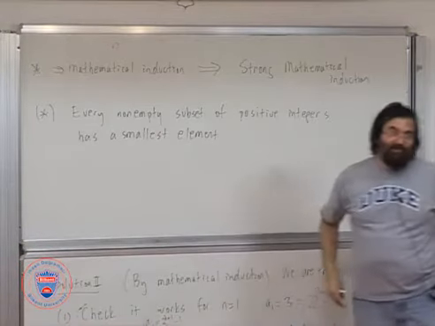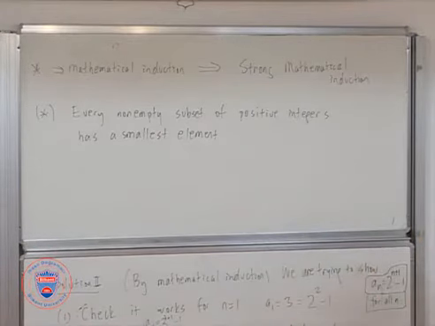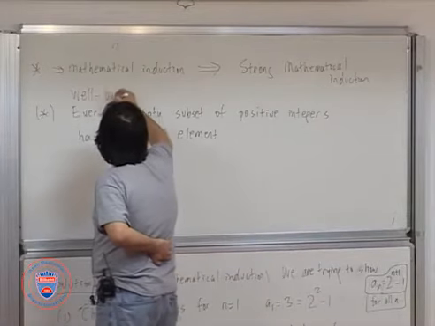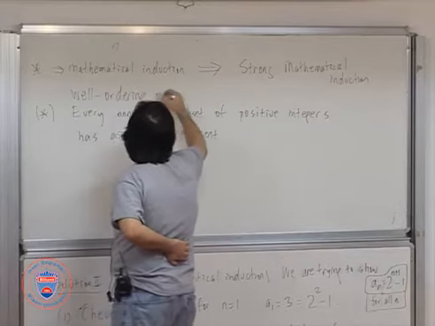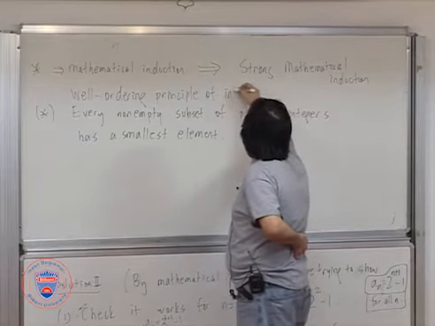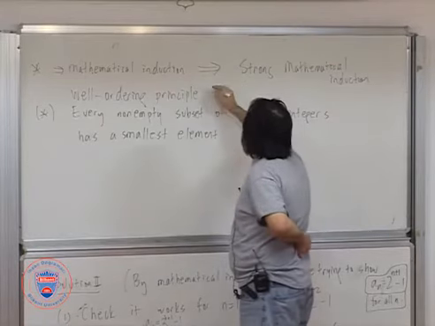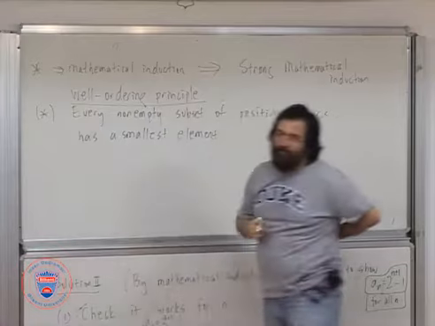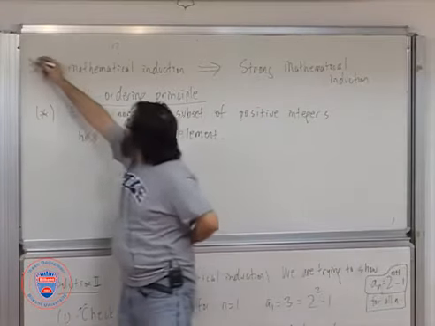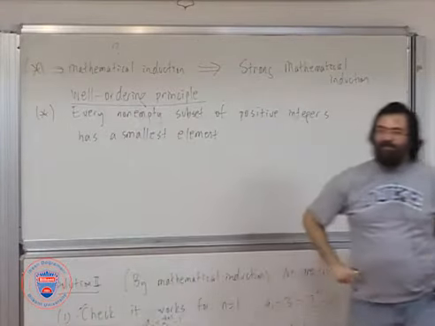An obvious statement, you may think, but that's what you need to feed in to get mathematical induction. This is called the well-ordering principle. So let's call this the well-ordering principle of positive integers. So now it's three implications. Can you show mathematical induction using this principle?